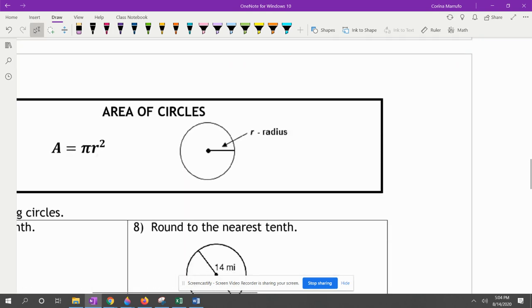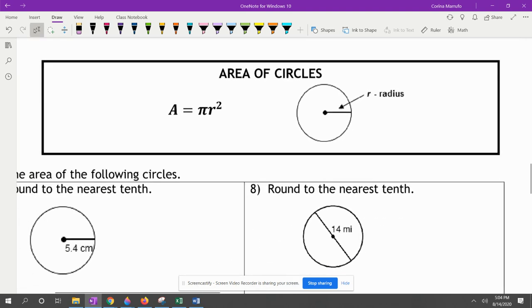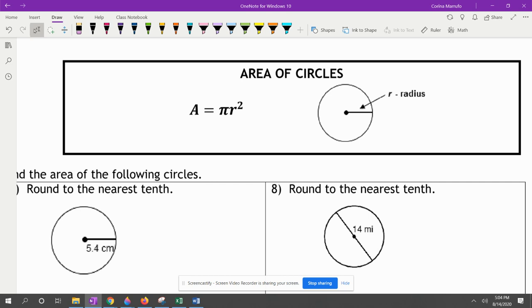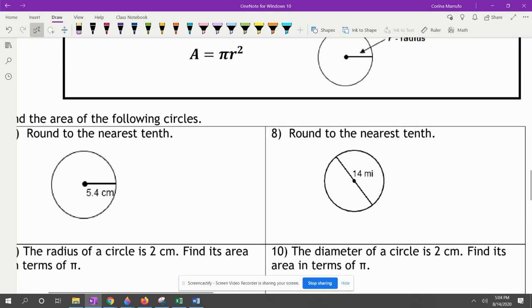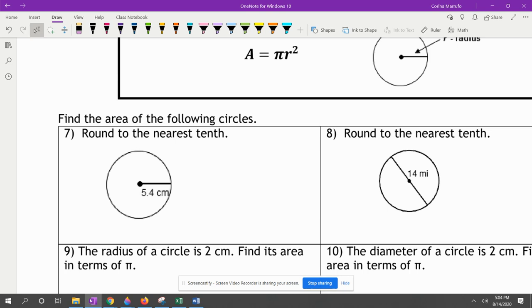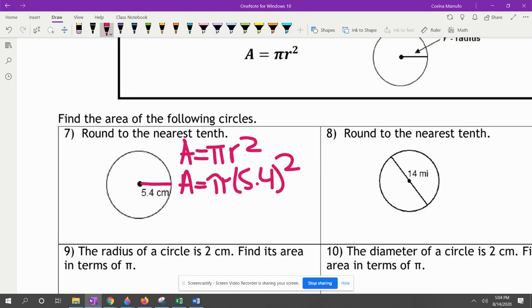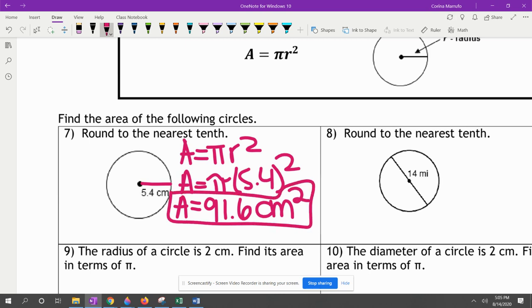All right, next we're moving on to the area of circles. So here's our formula for area of circles. It's pi r squared. There is not a formula if they give you the diameter, so you just have to work with radius. So here it says round to the nearest tenth. So if my area is equal to pi r squared, based off of the photo, we can see that our radius is 5.4. So we go ahead and plug this into our calculators exactly the way we see it. And we are rounding to the nearest tenth. So this is going to give us 91.6. And then our units are centimeters, and it's squared because we are doing area. We're in the second dimension.